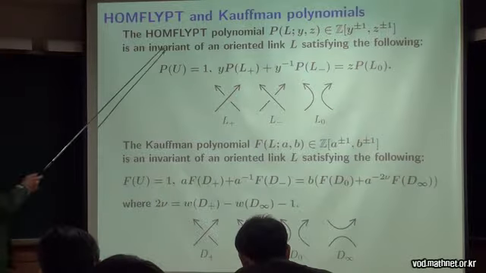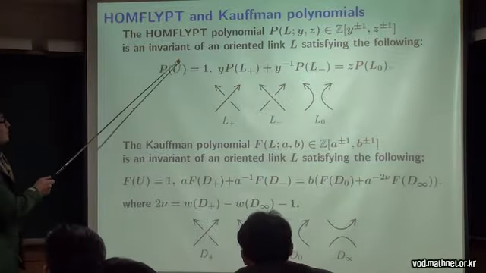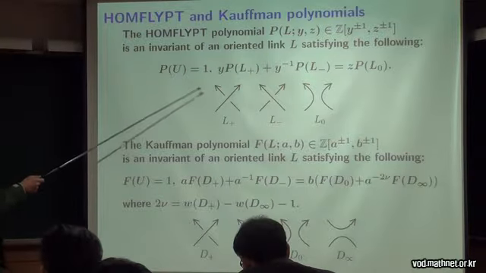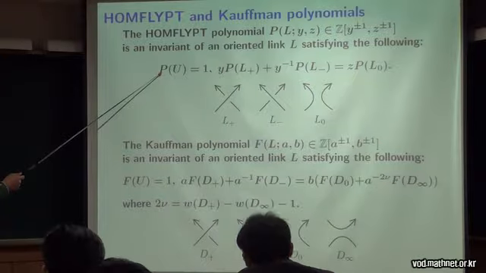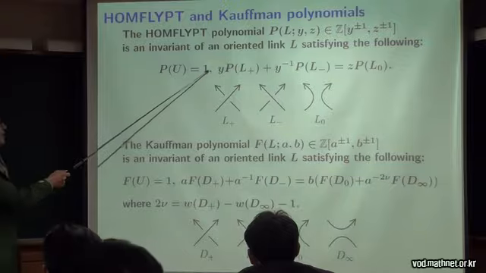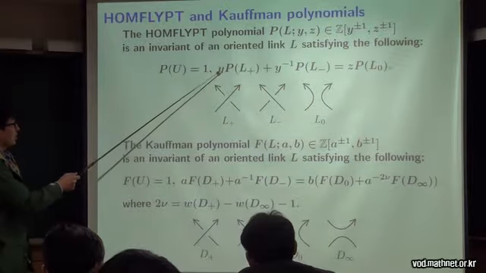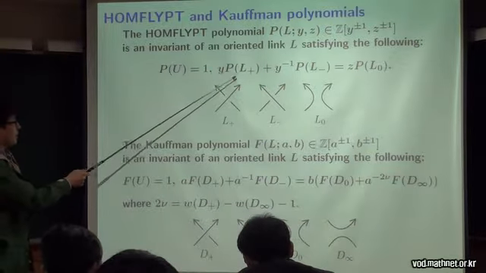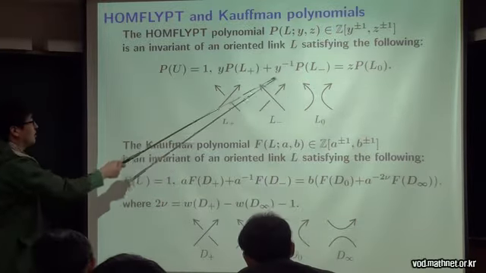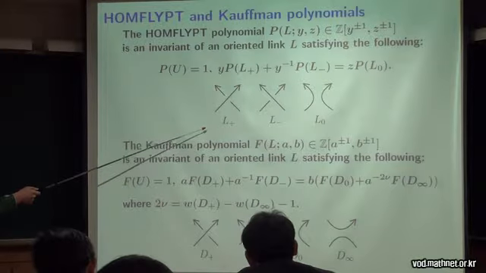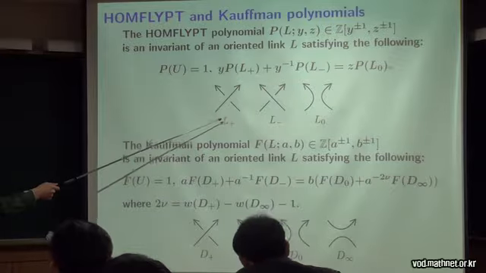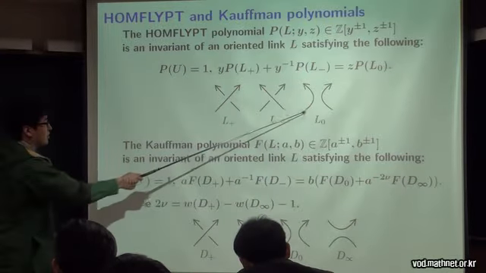The HOMFLY-PT polynomial is an invariant of an oriented link satisfying the following skein relation. The HOMFLY-PT polynomial of the unknot is equal to 1, and for a skein triple L plus, L minus, L0, we have this relation. Okay, here a skein triple is three oriented links which are identical except these parts.